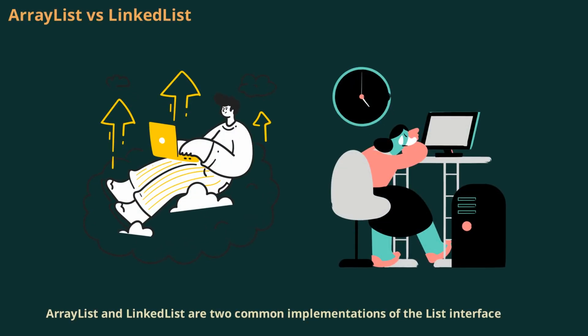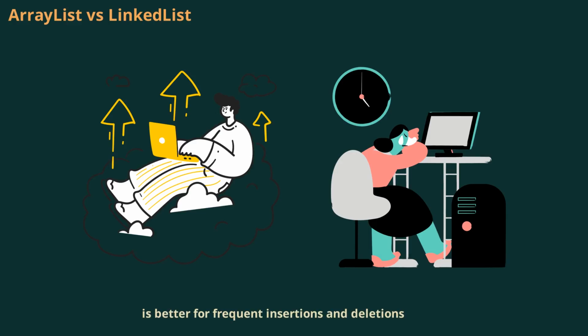ArrayList and LinkedList are two common implementations of the List interface. ArrayList provides fast random access and is backed by a dynamic array, making it efficient for read-heavy operations. LinkedList, on the other hand, is better for frequent insertions and deletions, as it uses a doubly linked list structure. Understanding their differences helps you choose the right collection for your use case.